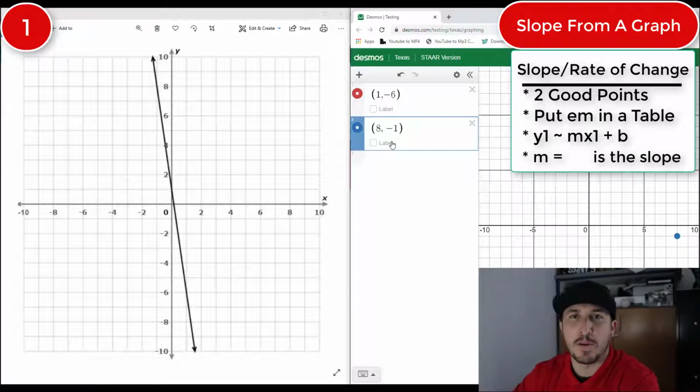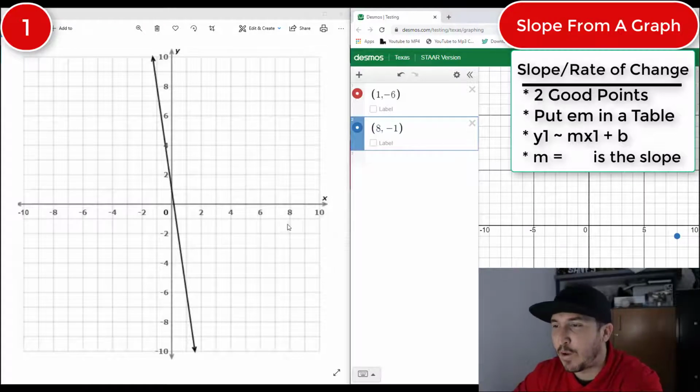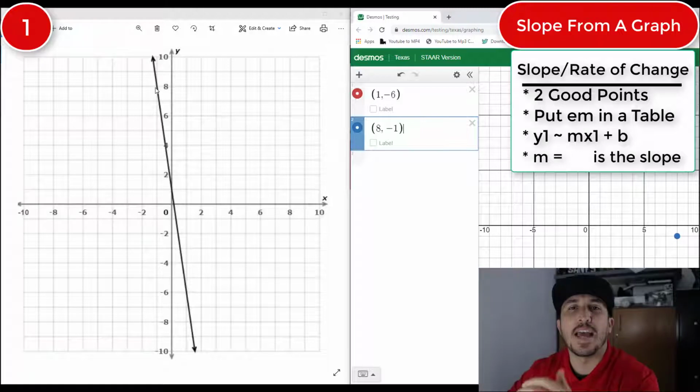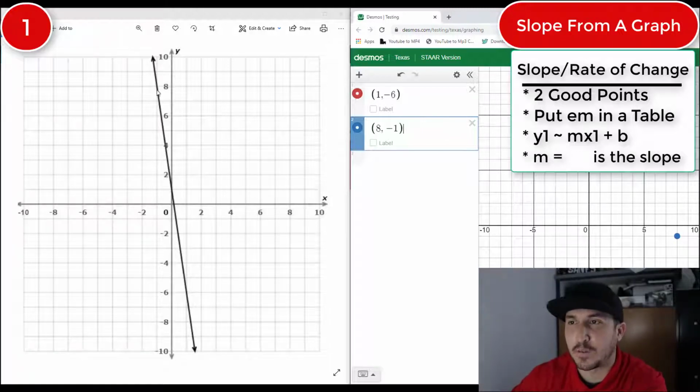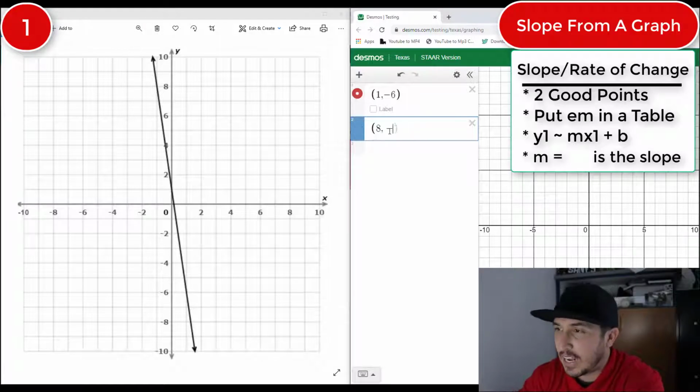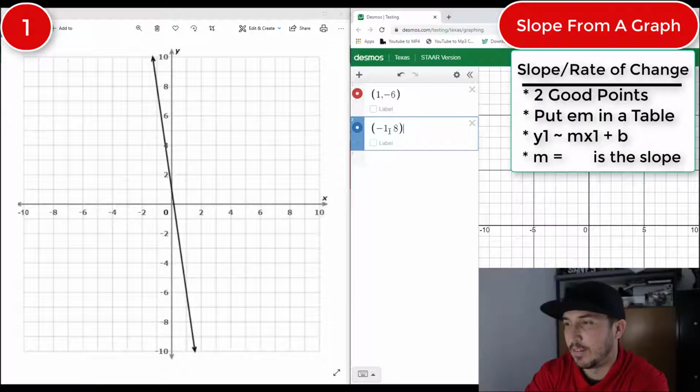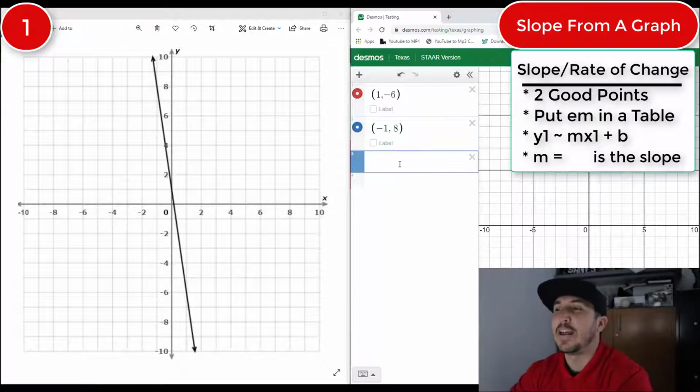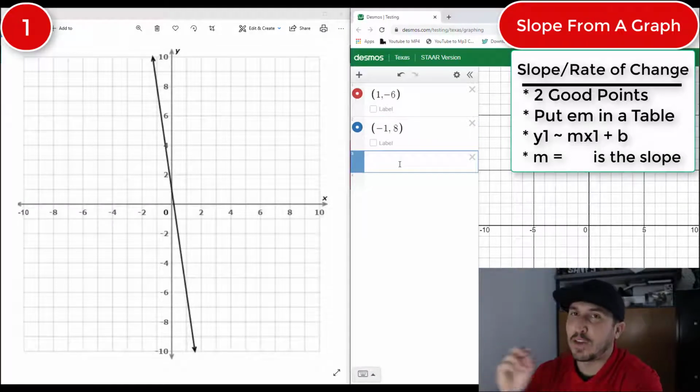Congratulations, you just missed the problem. What? Because it's not 8, negative 1. 8, negative 1 is over here. This is what 8, negative 1 is. But the x's always go first. So this point right here is negative 1, 8. Negative 1, I knew that. Well, then why did you copy down what I copied down? Because who cares? Now that I got my points down, make sure you have them in correctly.